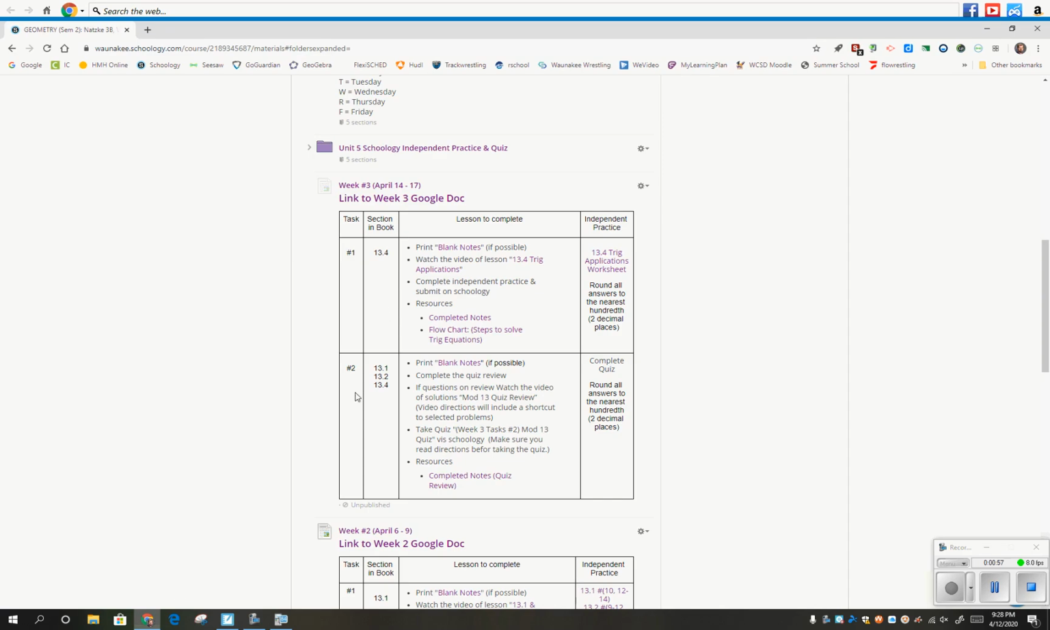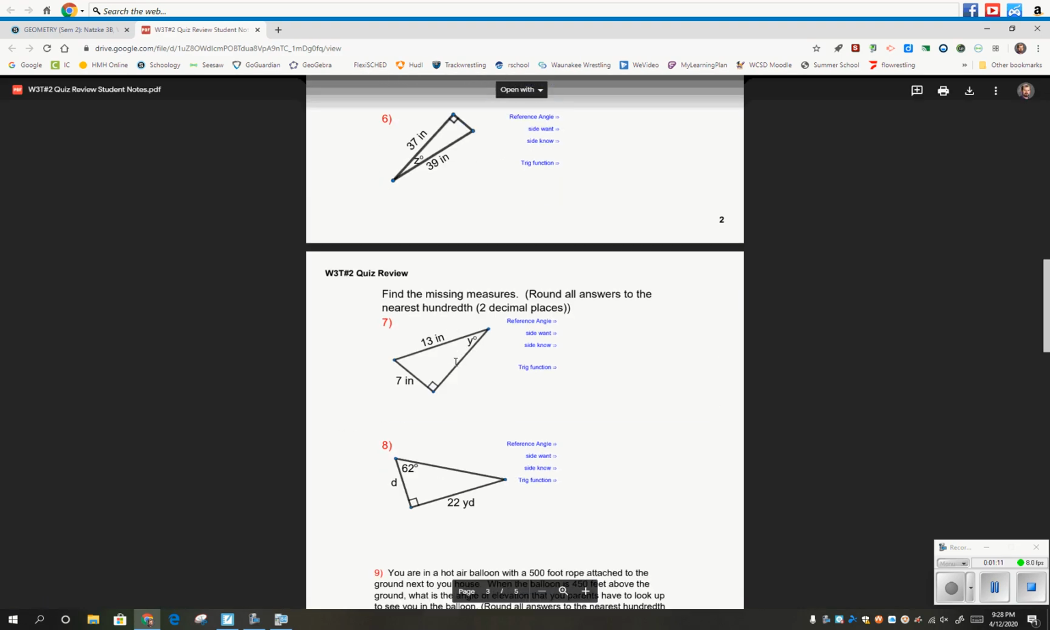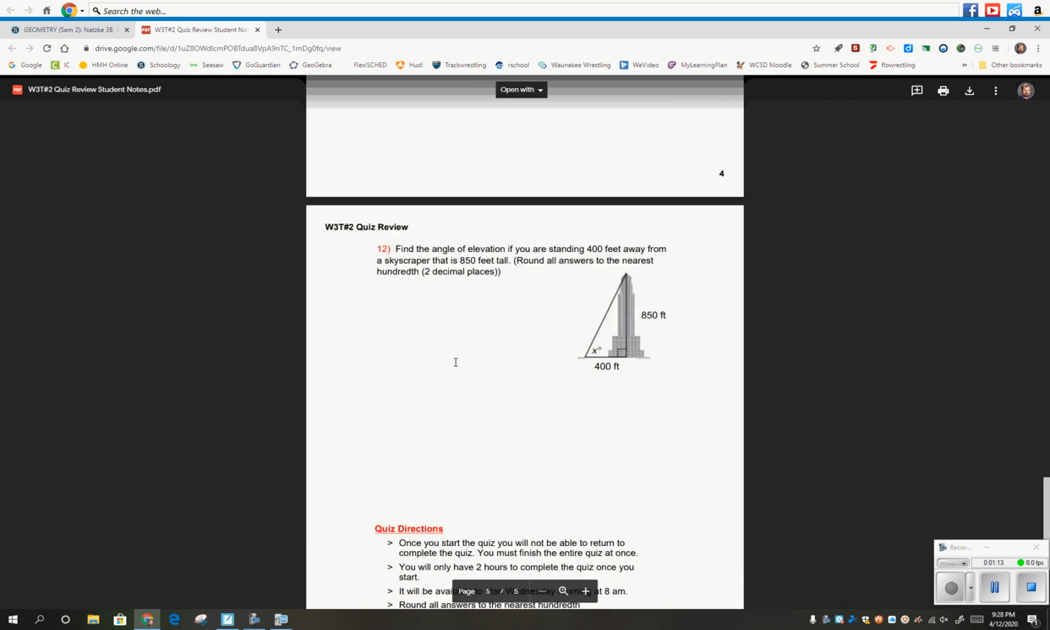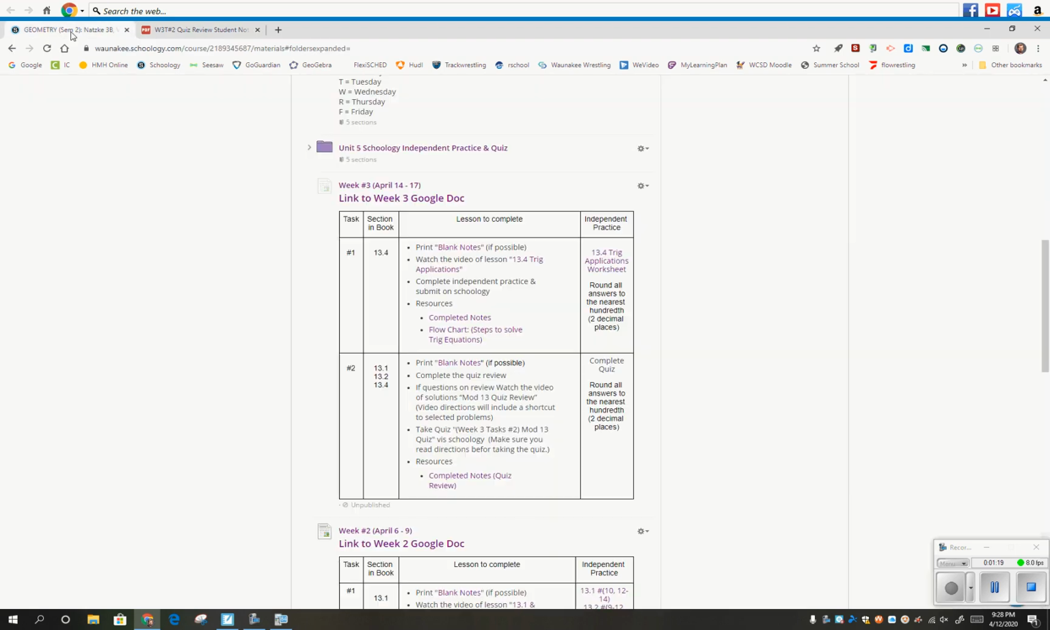Now, if we go to Schoology, this is week 3, task 2. You can print the blank notes. See my mouse here, clicking on blank notes. That's the review. If you can complete that review, you will be prepared to take the quiz. It also has the quiz directions found at the end that we'll talk about in a minute.